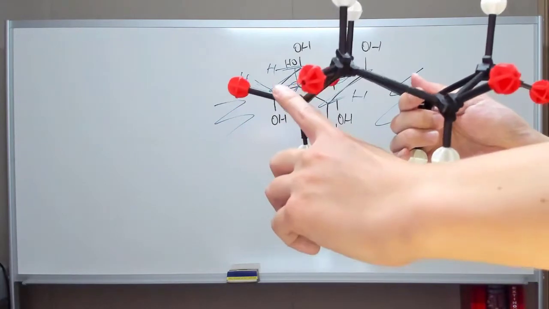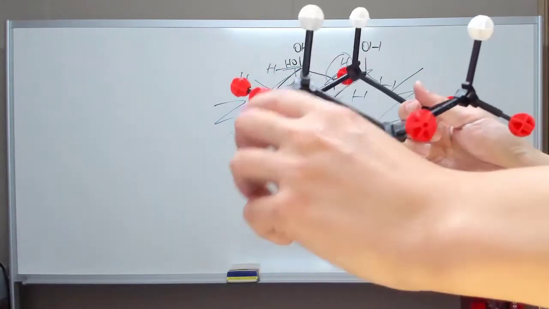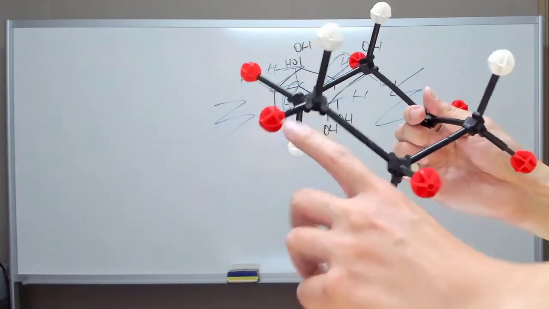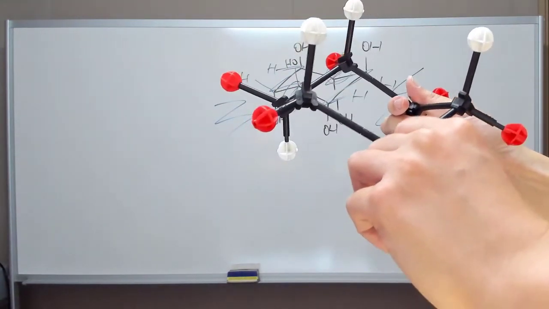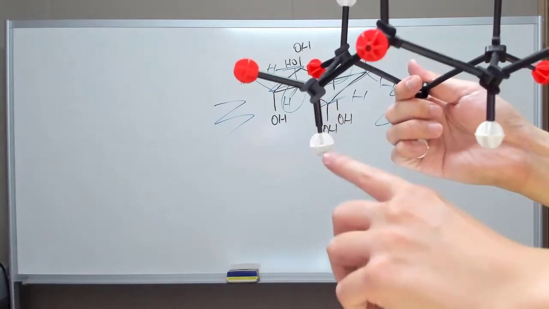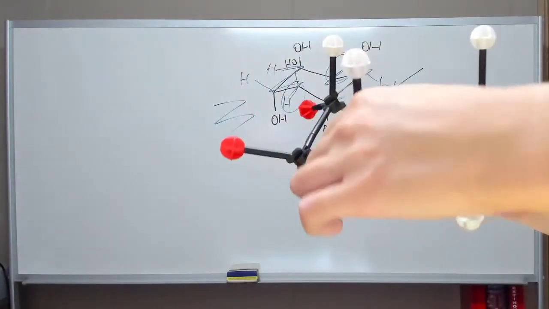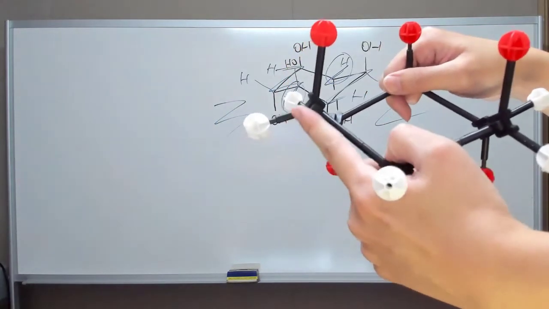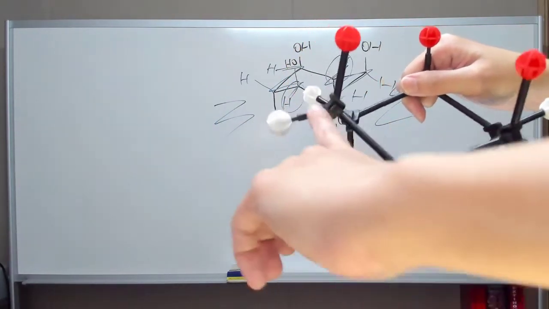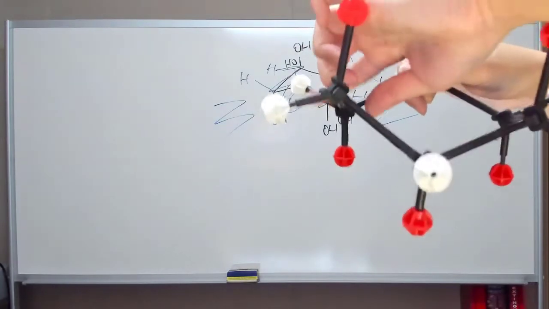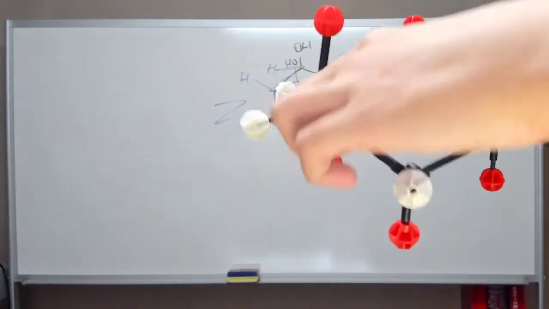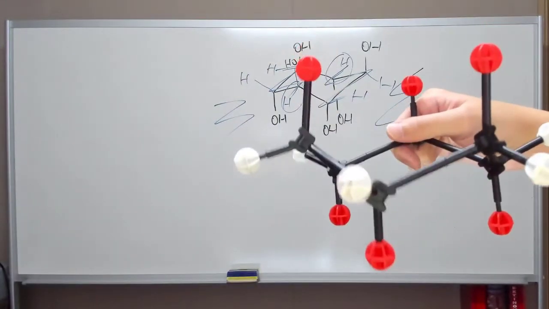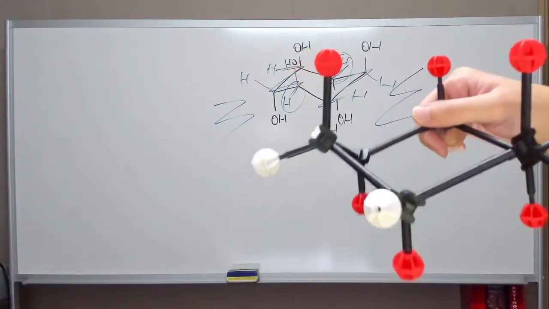This OH is still pointing up, and this OH is still pointing downwards. Can you see that? I think it's quite clear. And then this H is pointing down, and this H is pointing up. If I do a ring flip, can you see that this H is still pointing up? The one at the back, over here, is still pointing up, and this H is still pointing down. So a ring flip doesn't change the configuration of the chiral center in that sense.